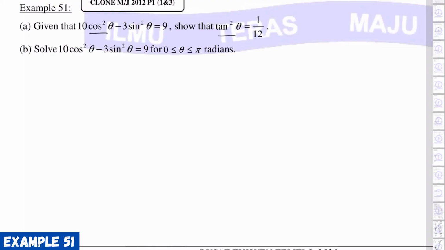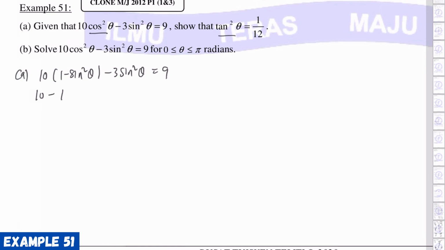Okay, in example 51, here we have an equation involving cos square and sine square. I'm supposed to show that tangent square equals 1/12. For me, we can change either everything to sine or everything to cos, whichever is easier for you. Maybe I change everything to sine. So I will start by writing cos square as 1 minus sine square. So minus 3 sine square theta equals 9.